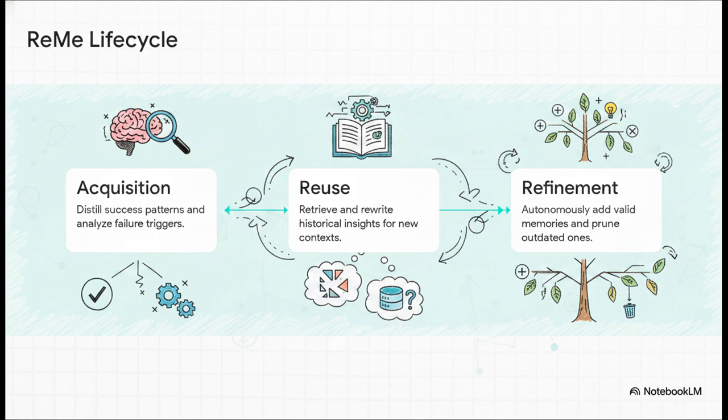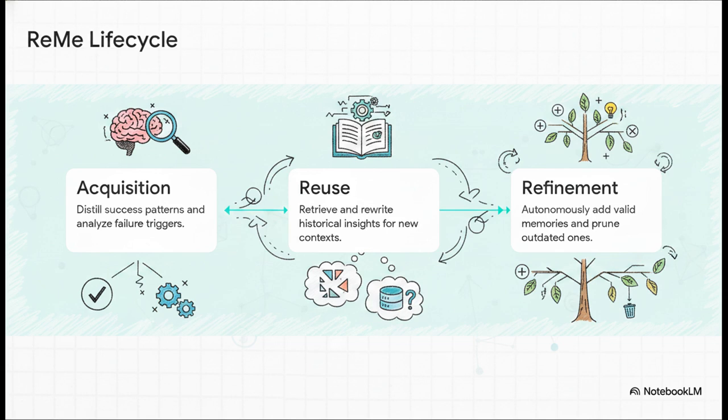So how does ReMe pull this off? Well, it mimics human cognition through this dynamic 3-phase lifecycle. First up is acquisition. Here, it extracts fine-grained lessons from both its successes and failures, figuring out exactly what went wrong or right in a given task.